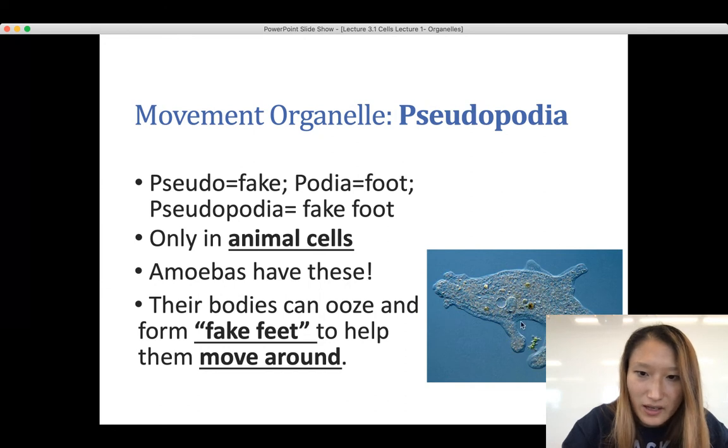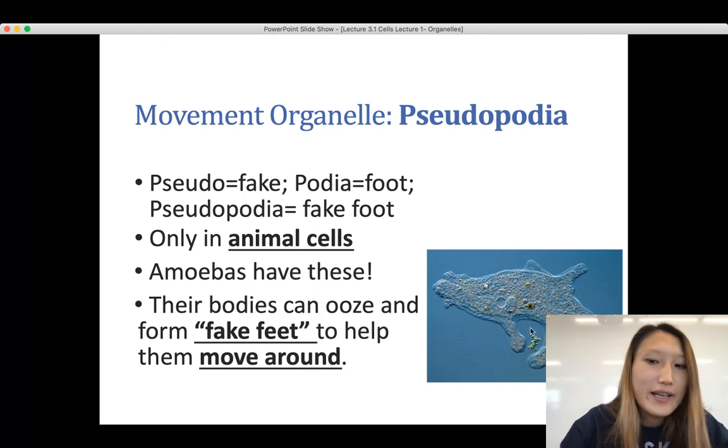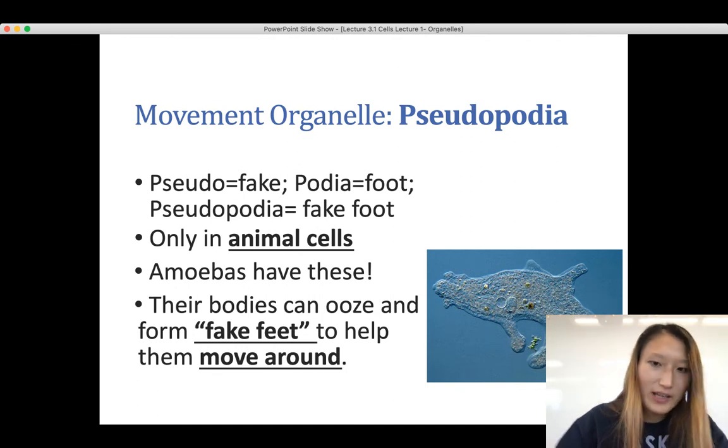But this is one big cell. This one big cell will extend in a certain direction, in the direction of food, and then surround the food. They become one, they digest the food.